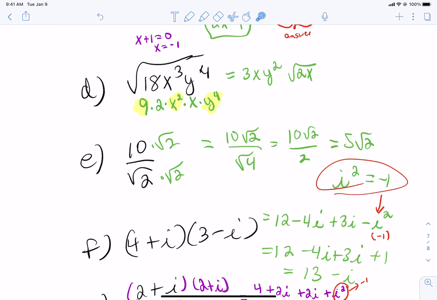And then for E, you know how we use the conjugate for the i's? Well, we use conjugates for square roots. But if it's a square root of 2, just multiply top and bottom by square root of 2. If it's a square root of 3, multiply by square root of 3. And then things will settle down nicely by the end. Okay. Any other questions?